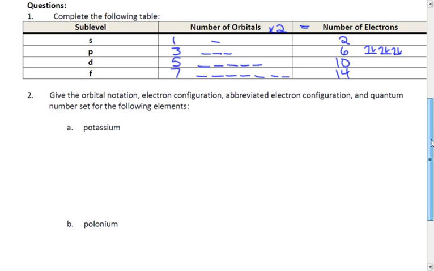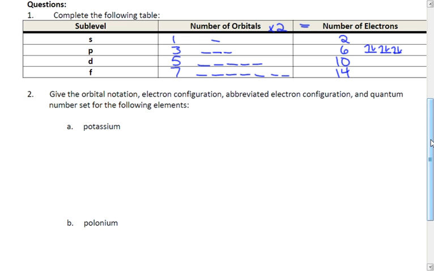For the next little section, we have to come up with 4 different things for our element. The first thing we want to come up with is orbital notation. That's the one with dashes and arrows. So we look up potassium on our periodic table. What group is it in? 4S, right? 4S.